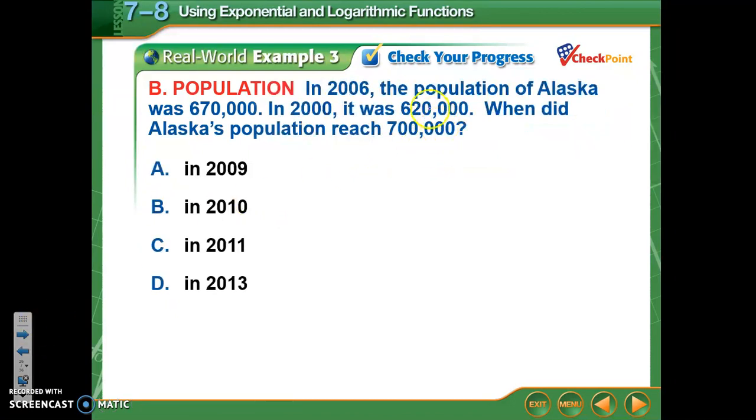All right, so same situation, population of Alaska. When did it reach 700,000? All right, it should reach 700,000 in the year 2009.